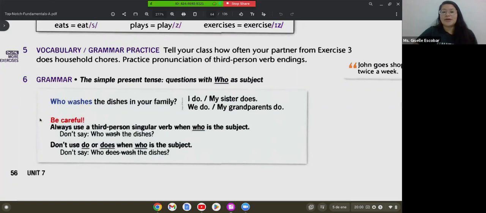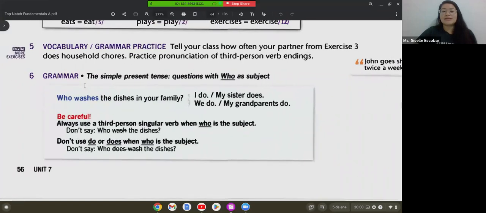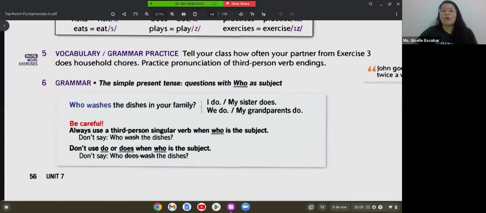And it says right here, be careful, ten cuidado. Always use a third person singular verb when who is the subject. Entonces, cuando estamos utilizando who como el sujeto, vamos a hacerlo en tercera persona. Vamos a utilizar who como una tercera persona. Entonces, necesitamos utilizar el verbo en tercera persona. Se va a cambiar. Por eso pone acá, don't say, no digas, who washed the dishes. Entonces, ¿cómo sería? Who washes the dishes?